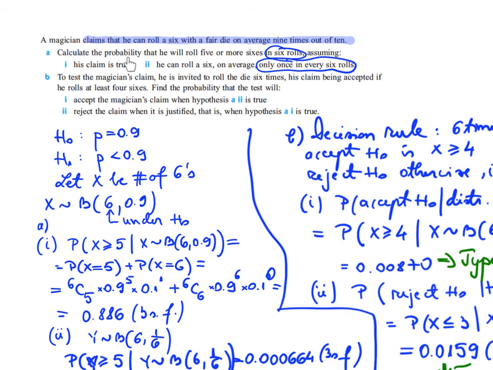In part II, he says that he can roll a 6 on average only once in every 6 rolls. So the distribution changes. We just roll the die 6 times, and that's the probability of success we are looking for. And that's the new probability asked on the new distribution. Question B, maybe you noticed, in part I, you are asked about the type 1 error without it being named, and in part II, you are asked about the type 2 error without it being named as a type 2 error.